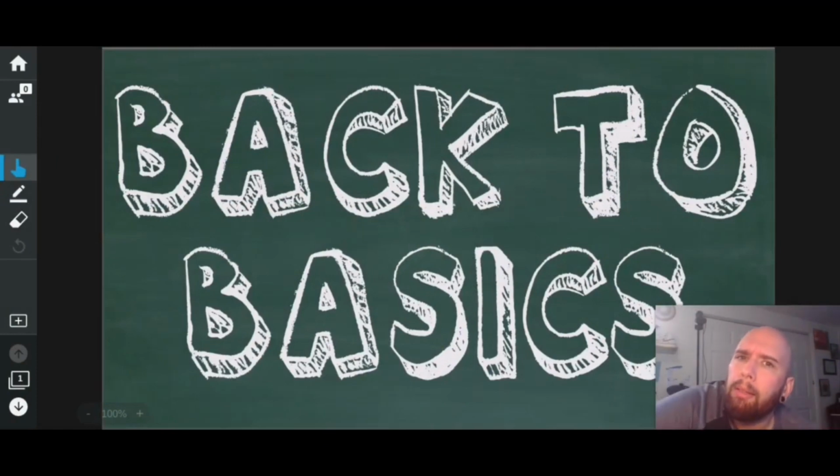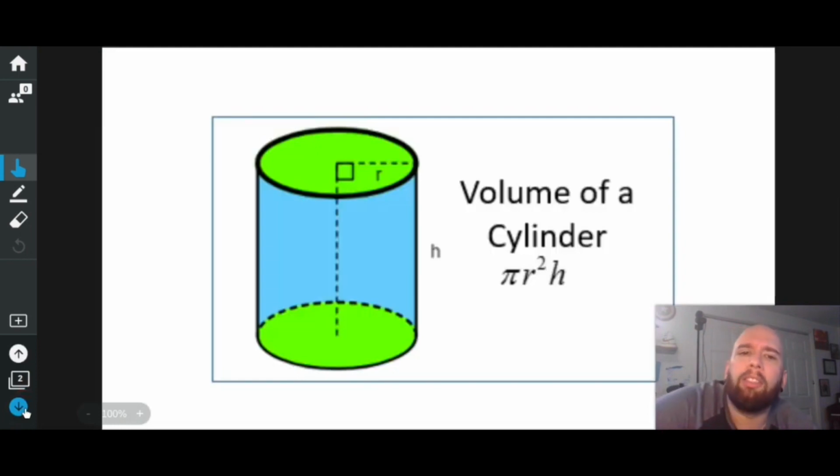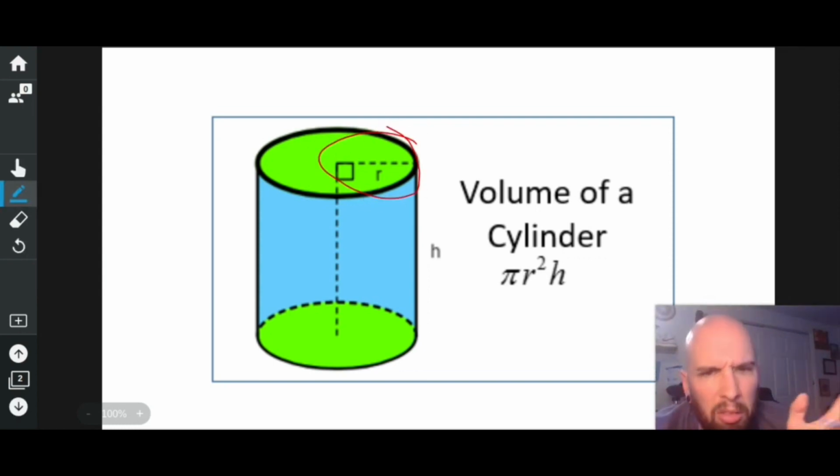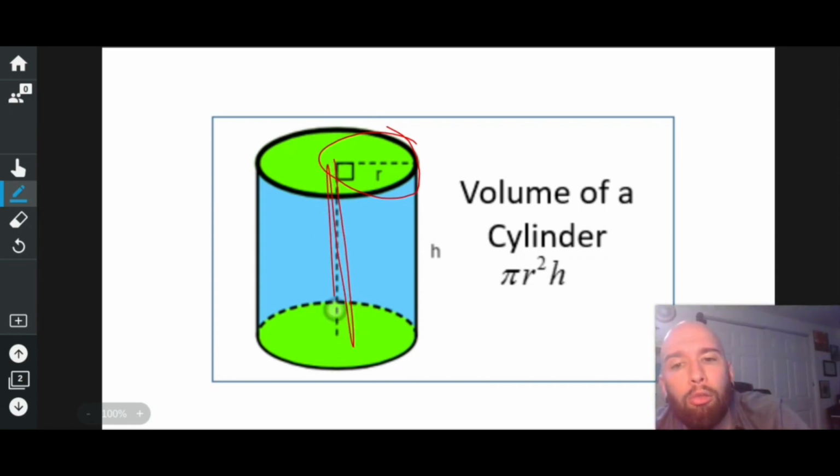Back to basics. What are we talking about today? Cylinders. Cylinders are cans. They're cans of beans. They're cans of tuna. Cans of coffee grounds. Cans of corn. Cans of, did I say beans? There's the formula for it. The volume of a cylinder is pi times the radius, not the diameter, we'll deal with that, squared, times the height. And the height is straight up and down if you were to stand the can up.